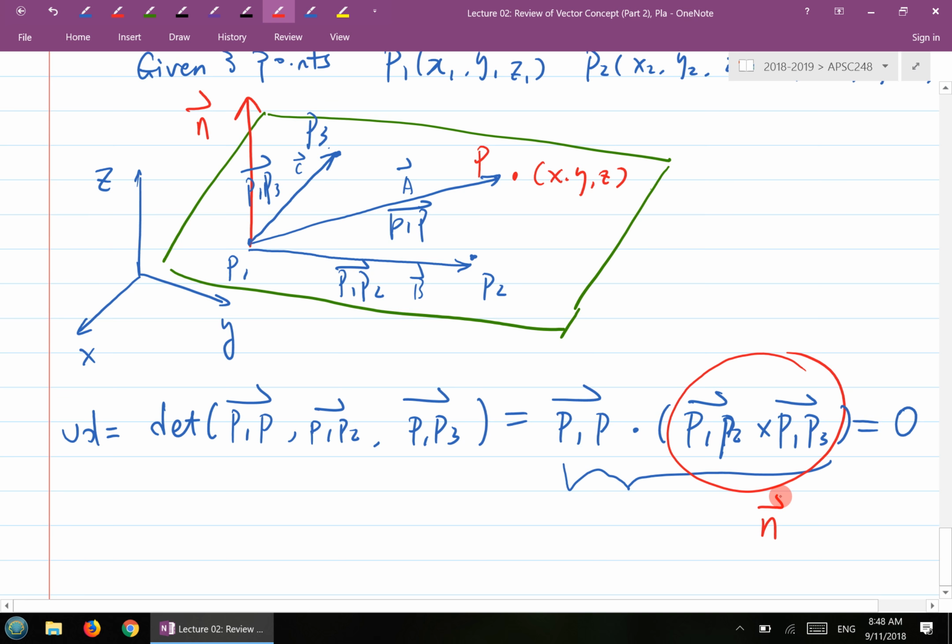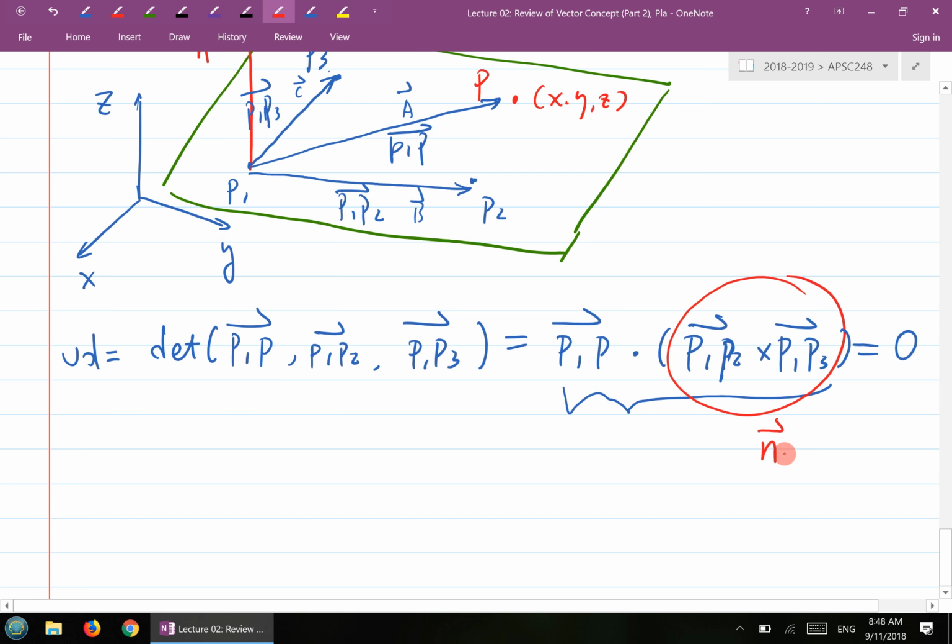Good. Now, if this is n here, then I'll simplify my writing as P1P dot n equal to 0.